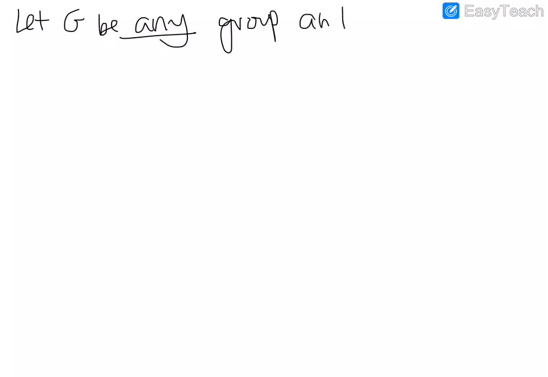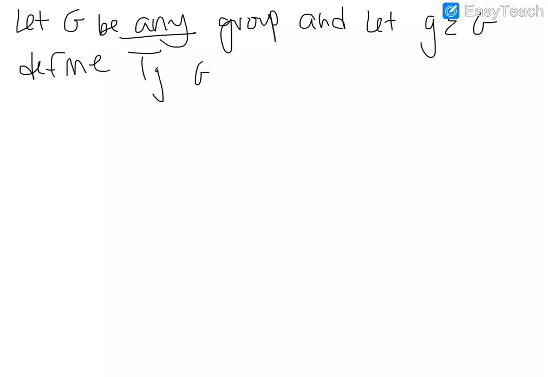We're going to start by making the claim: let big G be any group and let little g be an element of big G. We're also going to define T_g as a mapping from G to G, and we're going to state the prerequisite rule that T_g of x is equal to gx. That is going to be important.